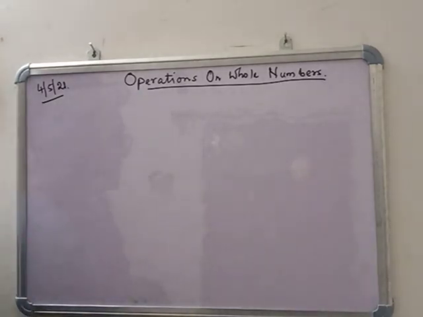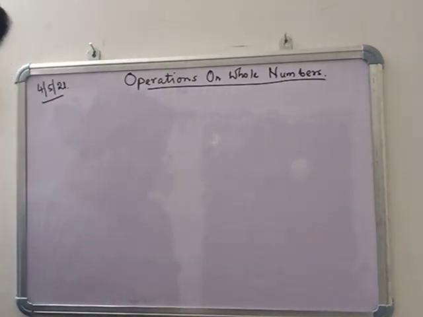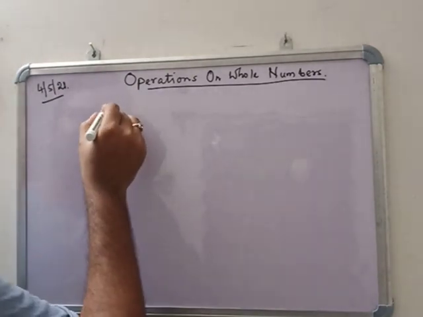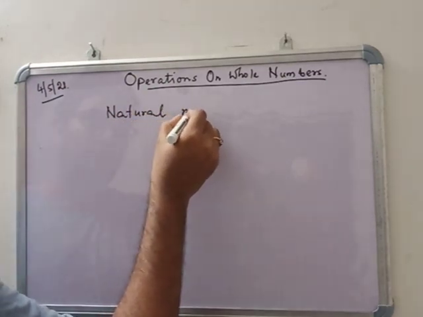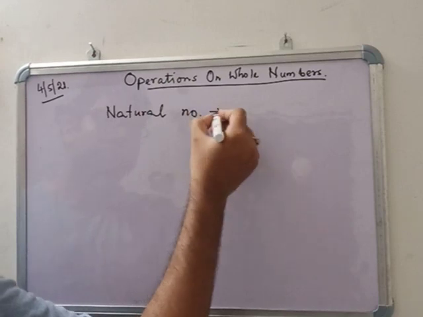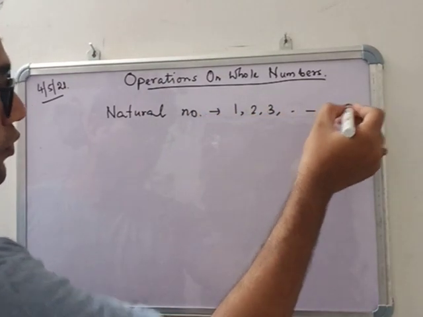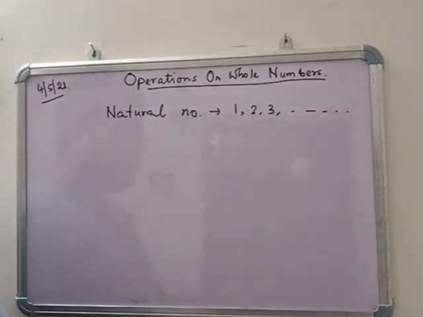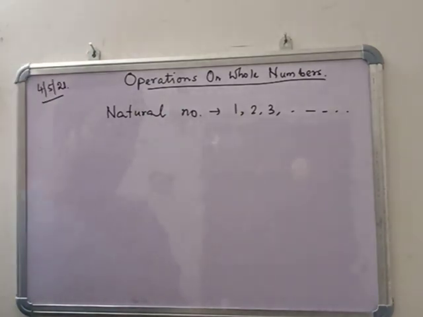Today we are going to discuss operations on whole numbers. We previously discussed what a natural number is. From 1, 2, 3 up to infinity, these are the natural numbers. That means the counting numbers are natural numbers.